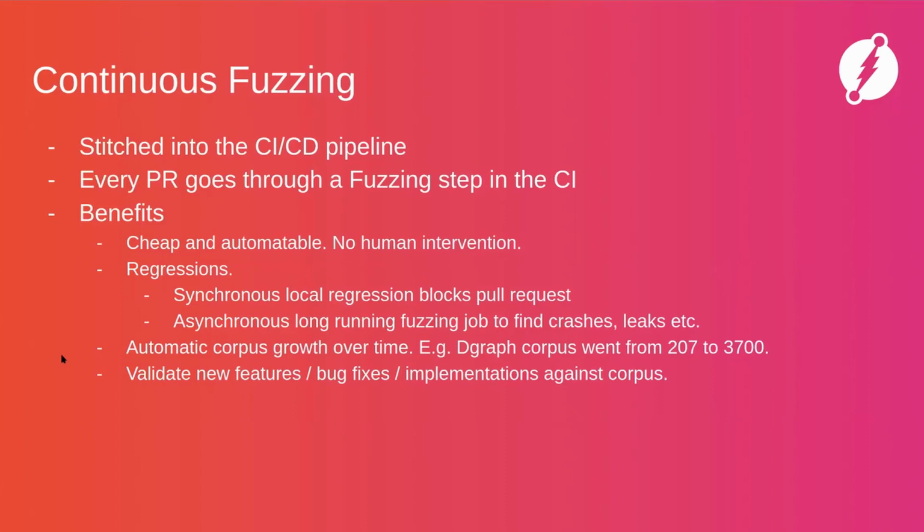The other benefit, which I touched upon earlier, is that the corpus grows over time. You literally don't have to do anything. Once the fuzzing is set up, it will start from the initial seed corpus inputs, mutate upon those inputs, and add them to your current corpus over time. Just for example, at Dgraph, we started with 207 inputs in our seed, and as of today, it is about 3,700. And this is all because of fuzzing over the last several months.